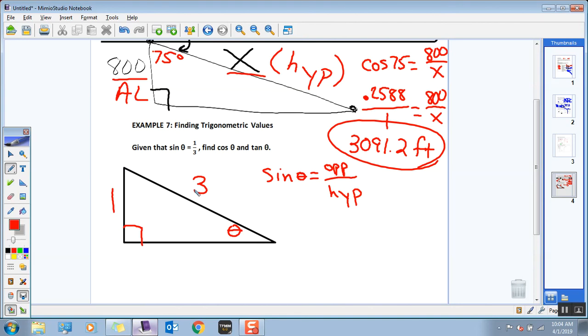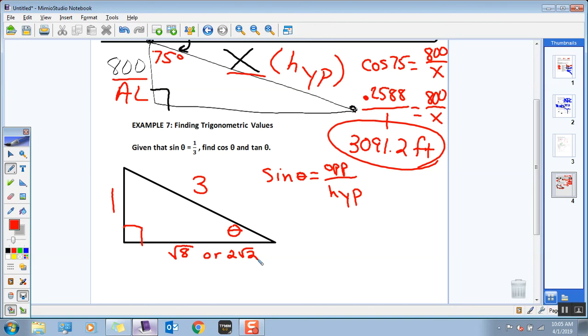Guys, could I use Pythagorean Theorem to find this last side? What's 3 squared? 9. What's 1 squared? 1. What's 9 minus 1? 8. So this is really the square root of 8. Now, I'm going to leave it as the square root of 8, but I could call this 2 root 2 if I wanted to. Isn't 8 4 times 2? What's the square root of 4? 2. That's this front 2, and then this is the root 2.